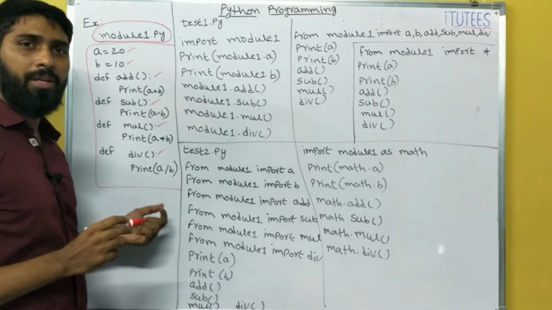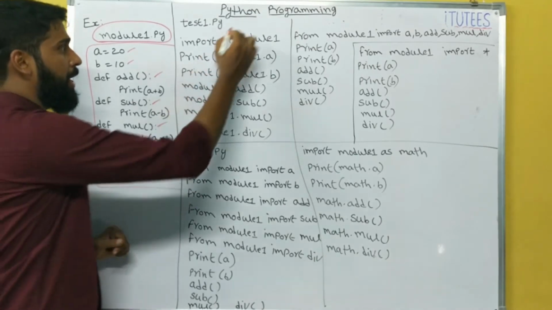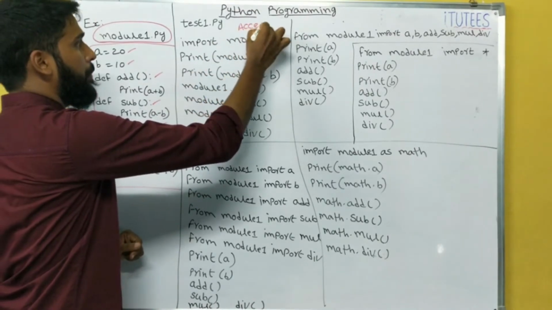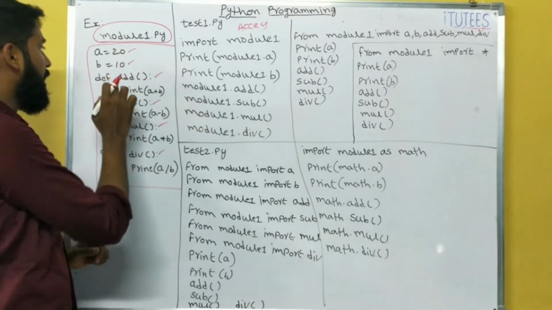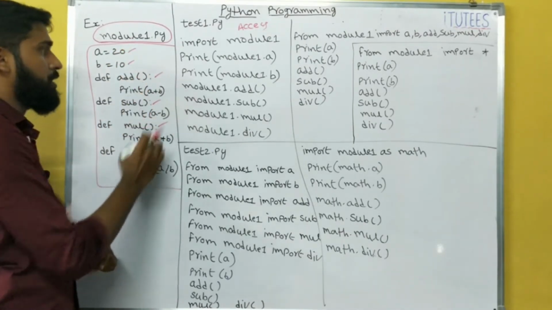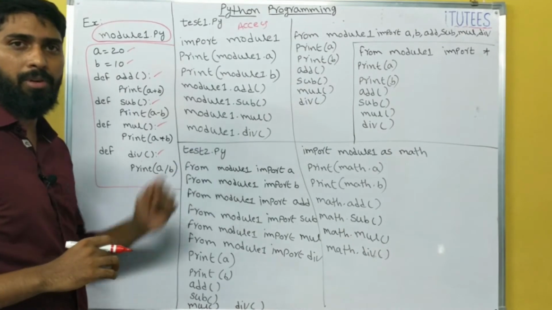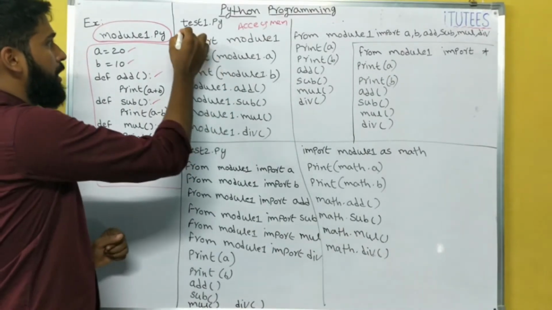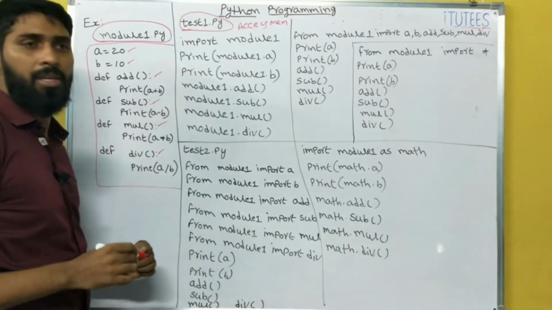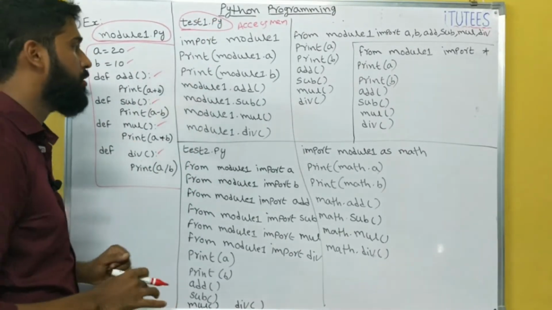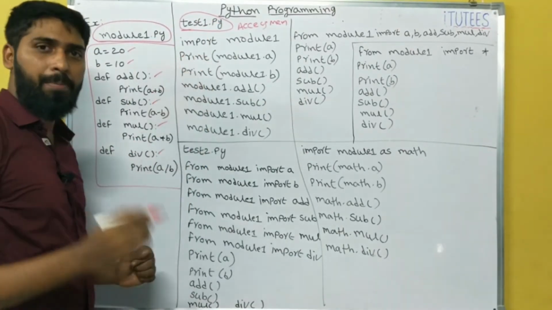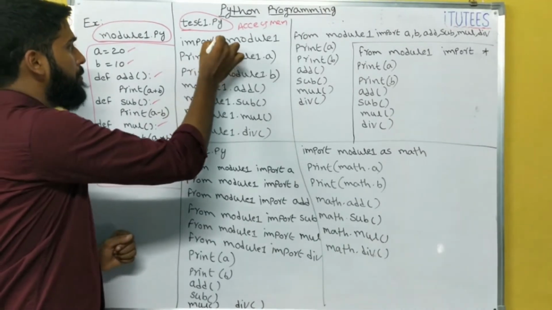Now we can see how we can access the members of a module. How can we access A, B and these functions from another Python program? This is another file. The file name is test1.py. You can put any name here, no issue. How can we import the module? By using the import keyword.